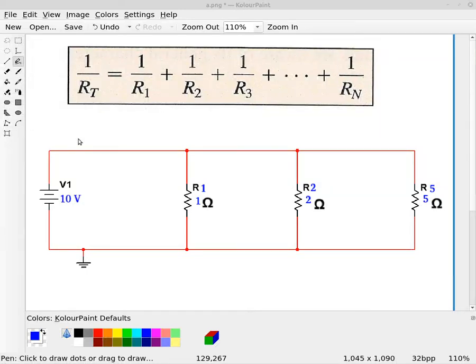Here's a parallel circuit with three different sized resistors. Now each one of these resistors is connected to the 10-volt source. So this top node here, this entire top node, everything here is 10 volts.